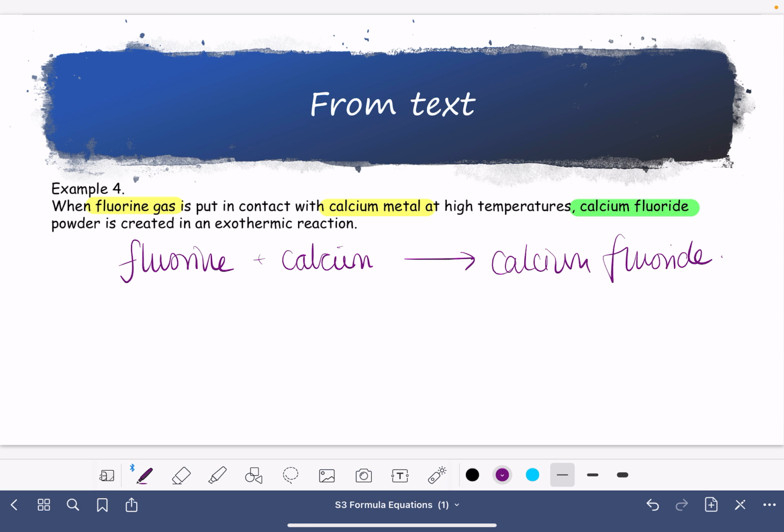And now we need to substitute in the formula. So fluorine is diatomic, so we'll write F2. Calcium, just a group 2 element, so it's just Ca. And then calcium fluoride, we need to use SVSDF. So we've got Ca and F. The valency of calcium is 2 and fluorine is 1. We can swap them, can't divide them anymore. So it's going to be CaF2. So the product formula will be CaF2.